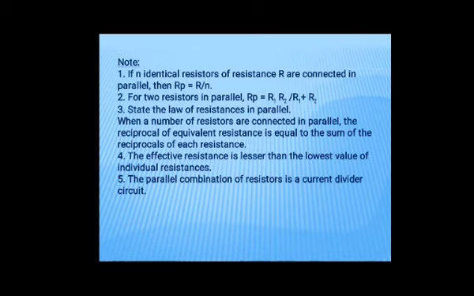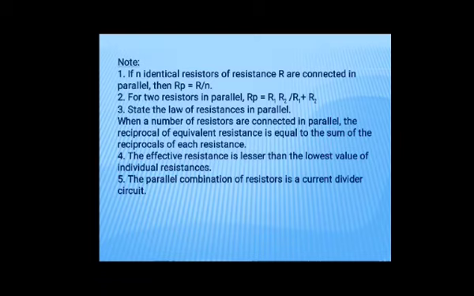Try to remember. When only two resistors are connected in parallel, Rp can be written as Rp is equal to R1 R2 divided by R1 plus R2. Actually formula is 1 by Rp is equal to 1 by R1 plus 1 by R2. That only you can write it as Rp is equal to R1 R2 divided by R1 plus R2. This form of equation will help you to solve the problems.